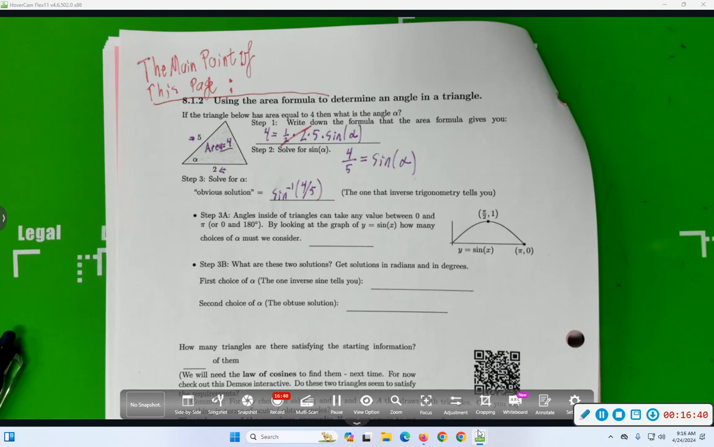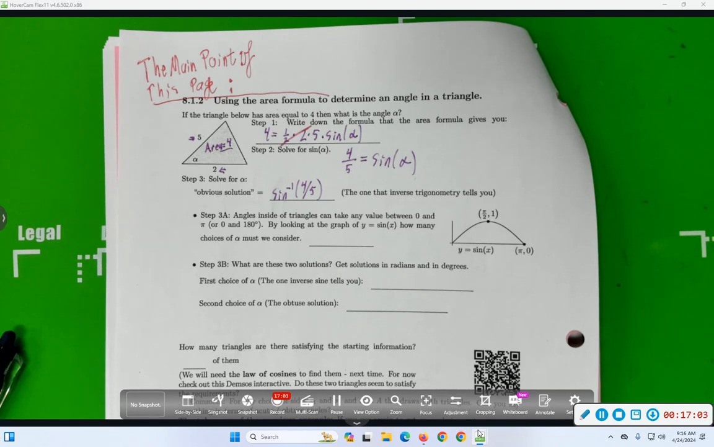So would this be like the reference angle? Yeah, this would be like a reference angle. It's some angle in this quadrant because it's inverse sine of a positive number. Let's see, if I add 360 degrees to that, is that still an angle you're allowed to see inside of a triangle?